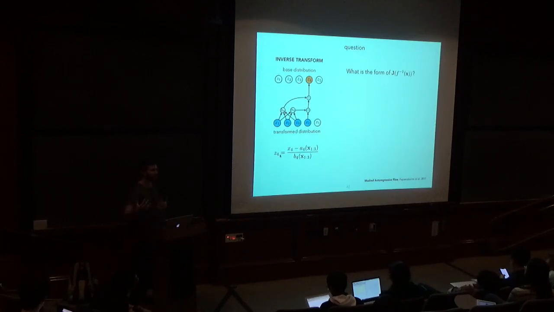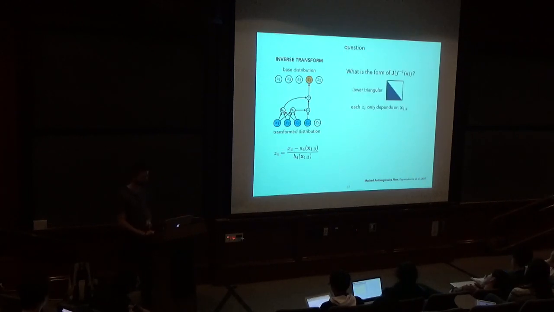So can anybody think about what this Jacobian would look like? Would it be diagonal? Would it be triangular? Would it be a full matrix of Jacobians? Any guesses? Triangular. Okay, we have a guess, triangular. Okay, that's correct. Good job.